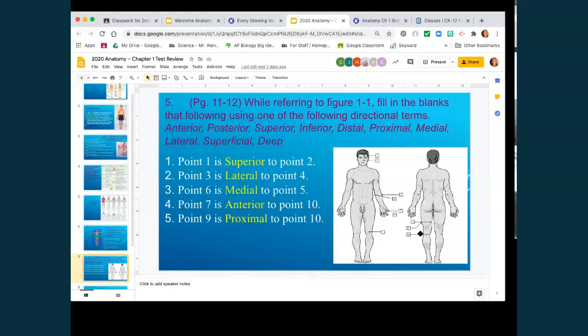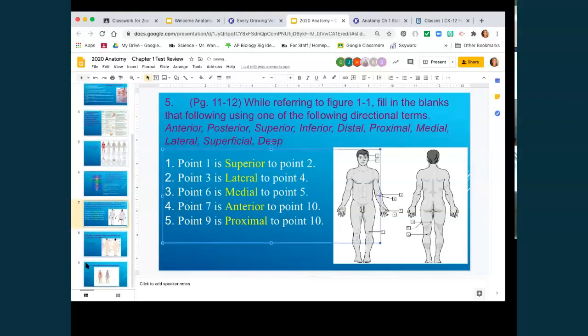And then proximal, we're referring to either arms or legs or bones that are connected to the axis, being the midline down the middle. So closer to the attachment is proximal, away from the attachment is distal. So in the distance, or approximating, getting close. So 9 and 10, 9 is closer to the attachment here, and 10 is further from the attachment, going down that way.